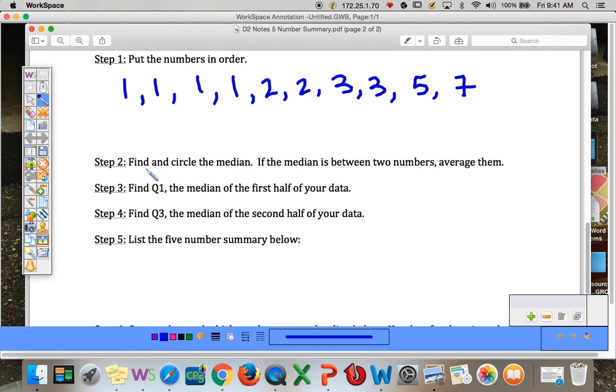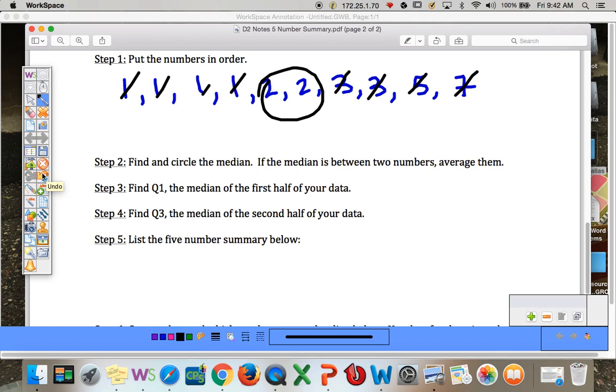Okay, first step, find and circle the median. The median is the middle number, and so oftentimes it helps to cross out numbers. So cross off 1 from each end until we find the middle. And if there's 2 numbers in the middle, you average them, or find the middle of 2 and 2. You know the middle of 2 and 2 is just 2, but if you're to average them, 2 plus 2 is 4. 4 divided by 2 is 2. So sometimes it's really easy to see the middle of 2 numbers, but if it's not, average them.